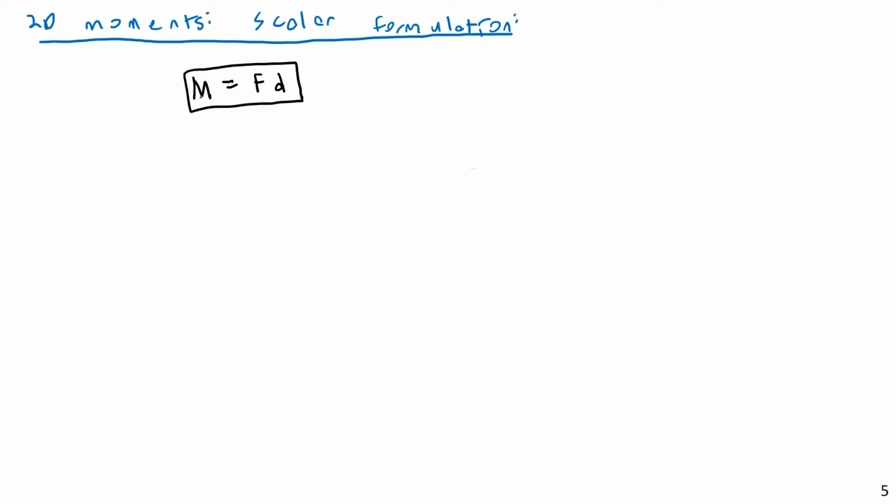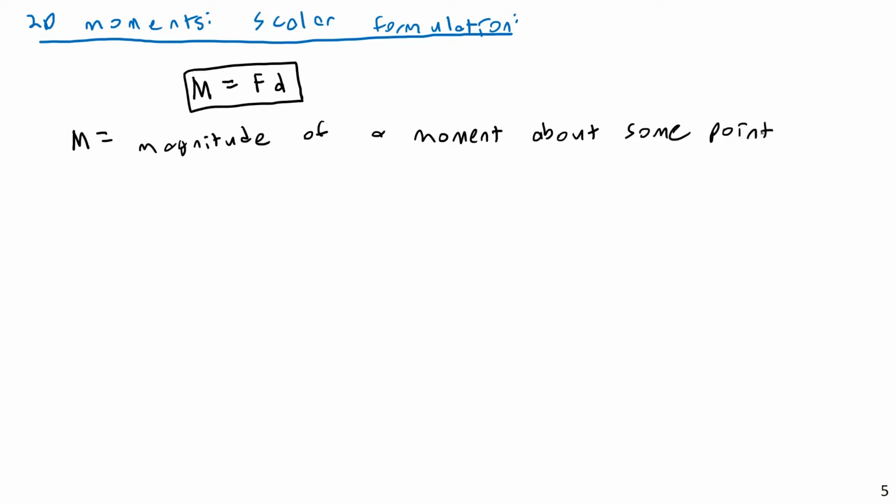But anyway, if I'm going to use this formula, I need to describe some caveats on it, because I can't just say you just multiply the force times the distance. Let me explain what all these things are. M is the moment, specifically the magnitude of a moment about a point.